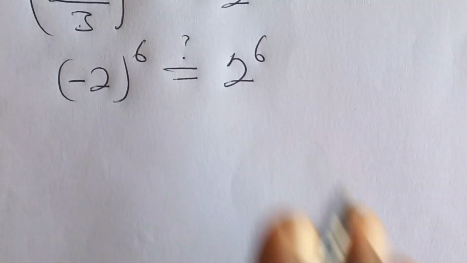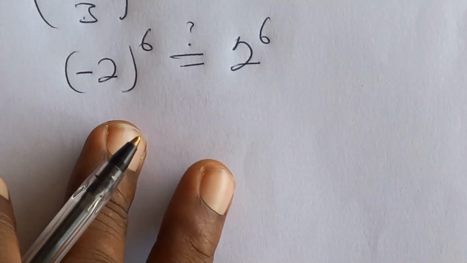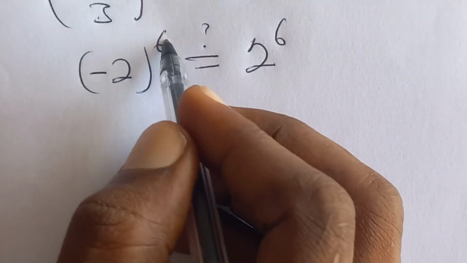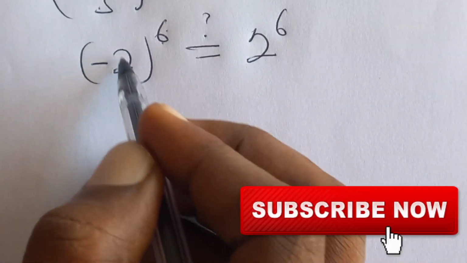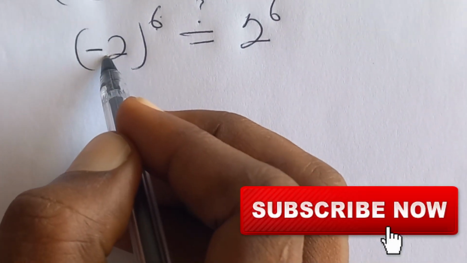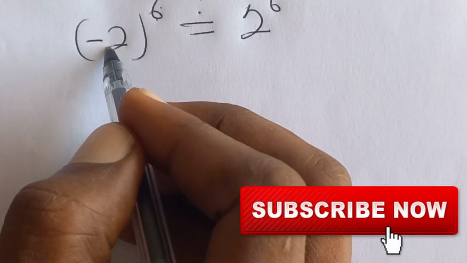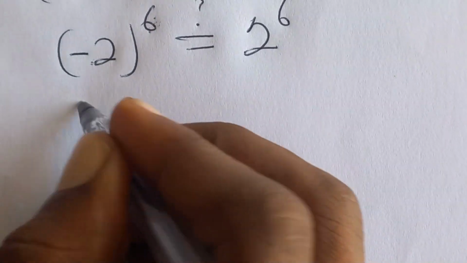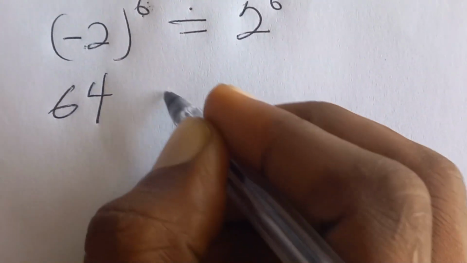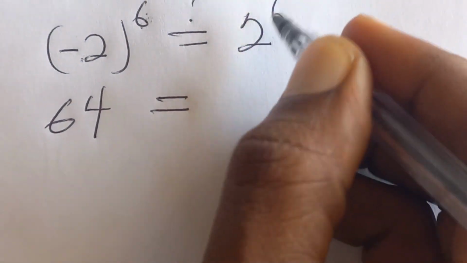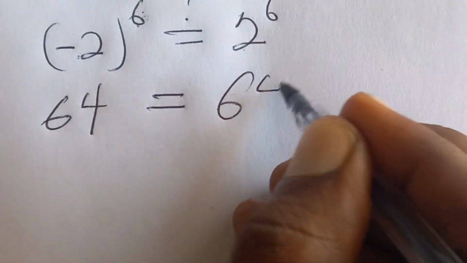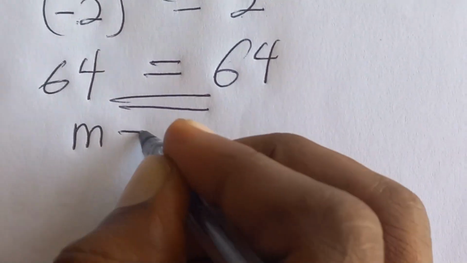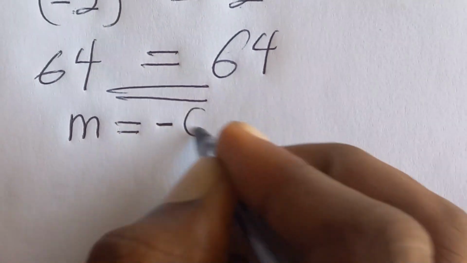Now we have to be very careful with this solution. When the exponent is even, it doesn't matter whether the integer is negative or positive. Negative 2 to the power 6, you are getting 64, which is equal to this. 2^6 is also 64. So it means that our m can also be negative 6.